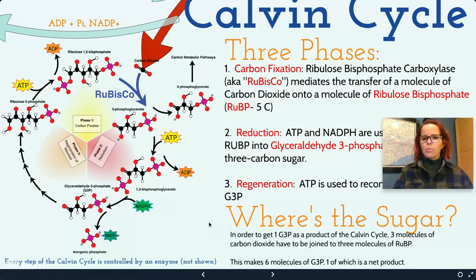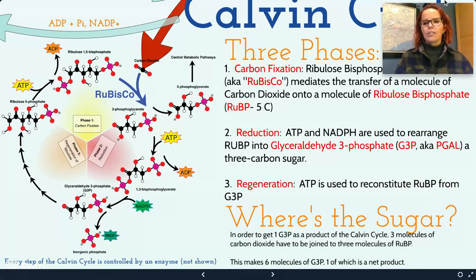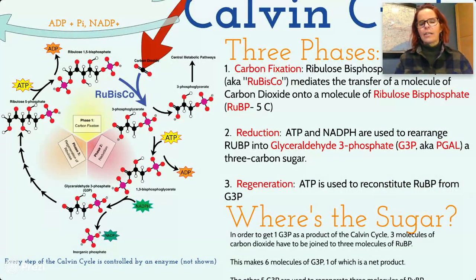Now, reduction is what's going to be happening next. And remember, reduction is when we start collecting electrons. So ATP and NADPH are used to rearrange RuBP, ribulose bisphosphate, into PGAL, glyceraldehyde 3-phosphate, also called G3P, also called PGAL, which is a 3-carbon sugar.